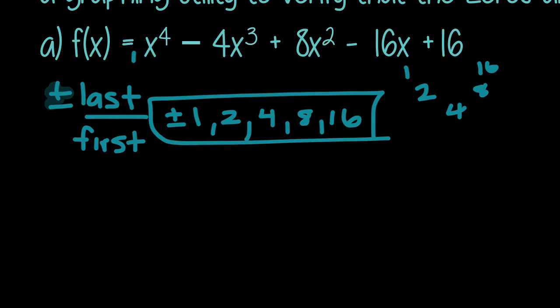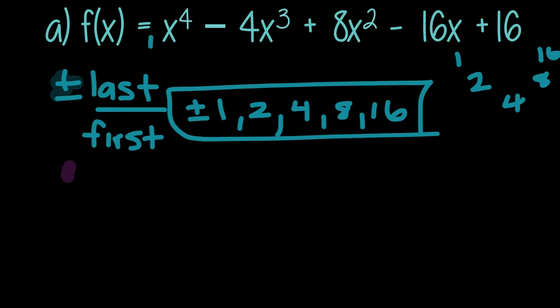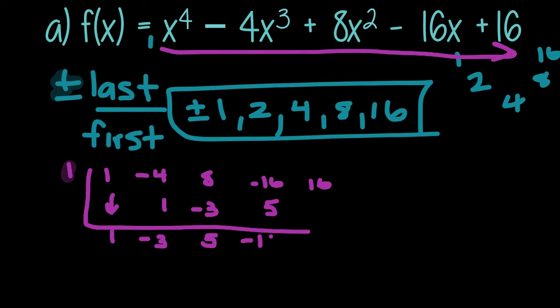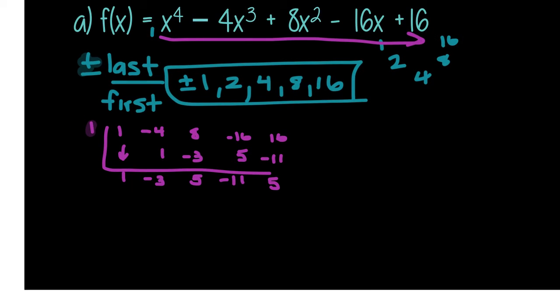Fun stuff. So I'm going to start with 1. I'm going to do 1 on the outside. Look at my coefficients. They're in order from highest degree down to none. I'm not missing anything. So 1, negative 4, 8, negative 16, and 16. Bring down the 1. One doesn't work. So I try negative 1.